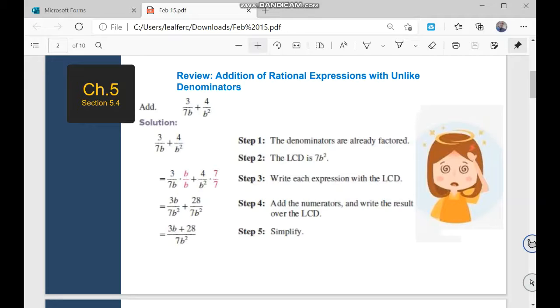For example, for addition and subtraction of rational expressions, we will need to follow this kind of step-by-step.